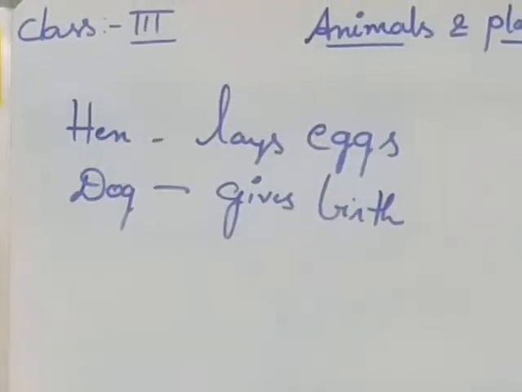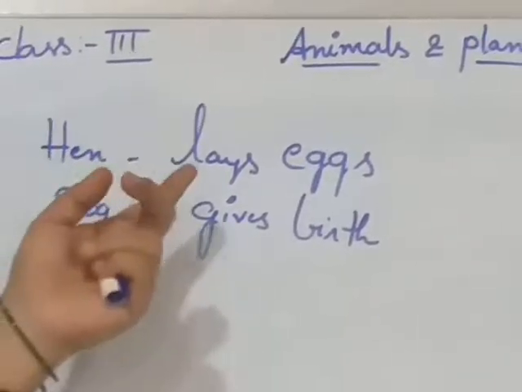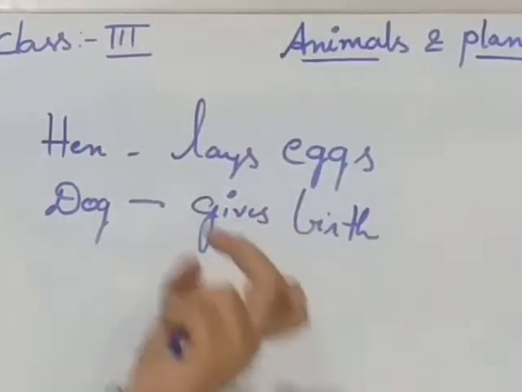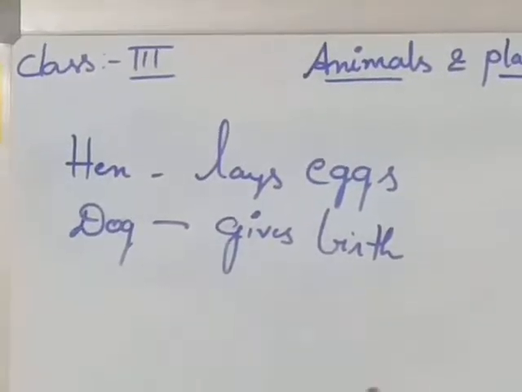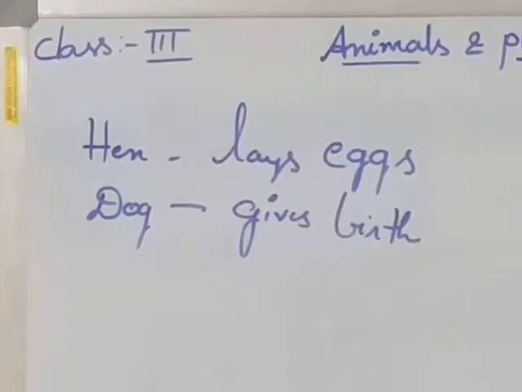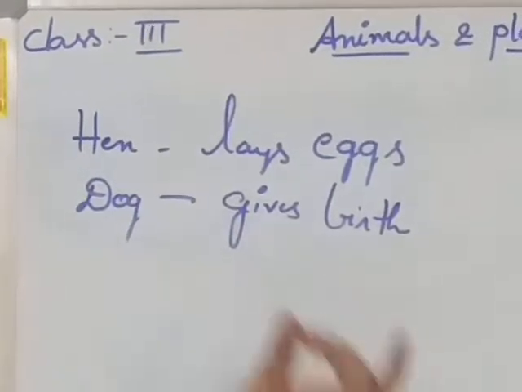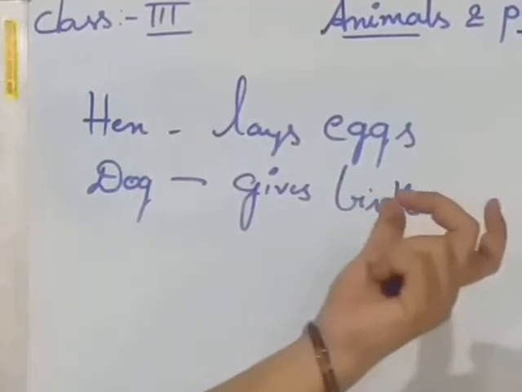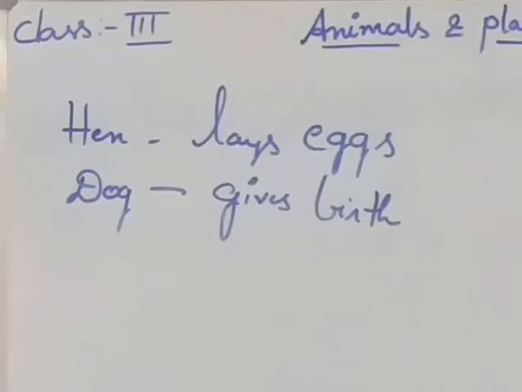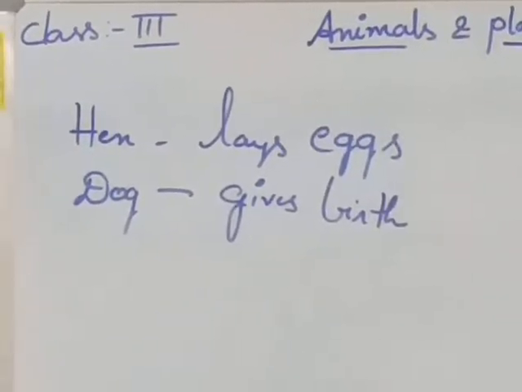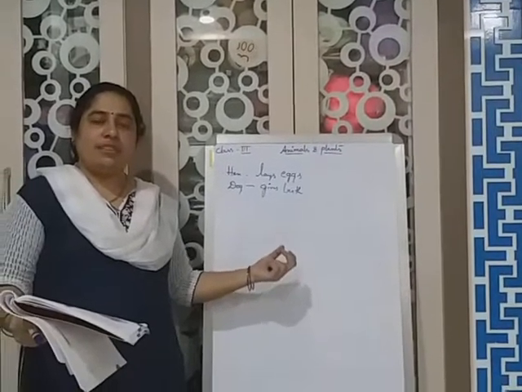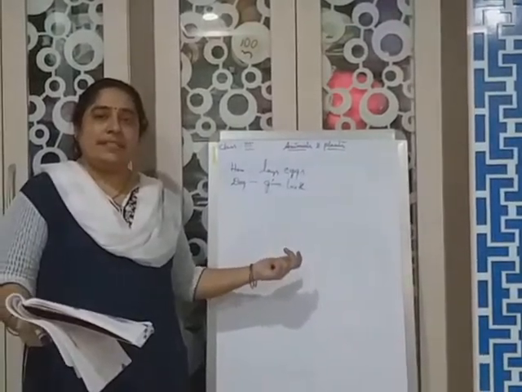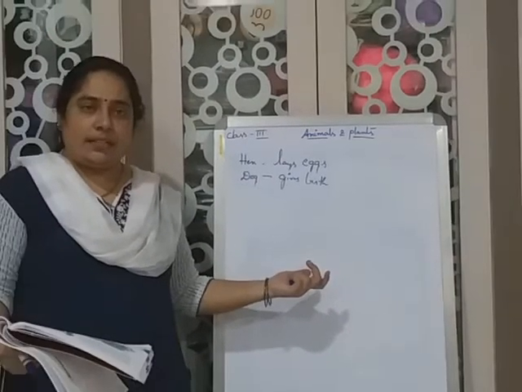So in this way, some animals lay eggs, some animals give birth to their children. Some animals like snakes and birds lay eggs. Babies hatch from these eggs. Some animals like cats and cows give birth to their young ones. Okay children?